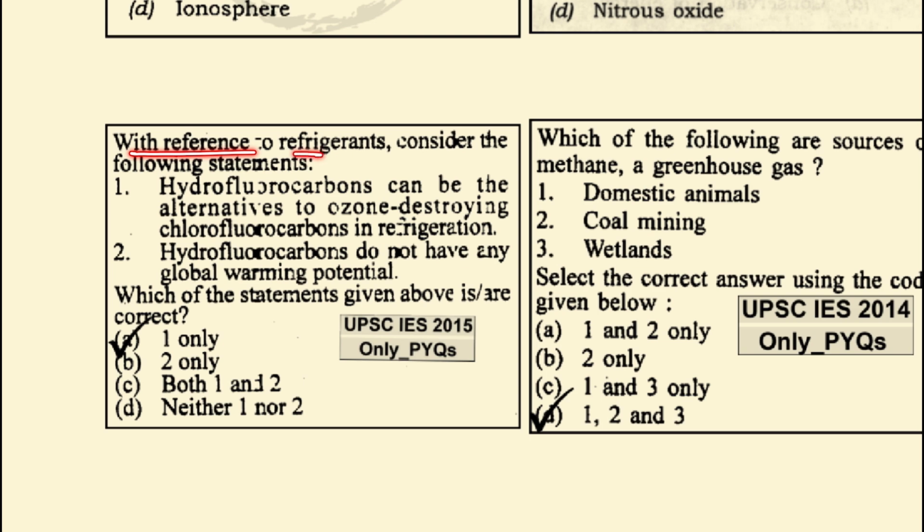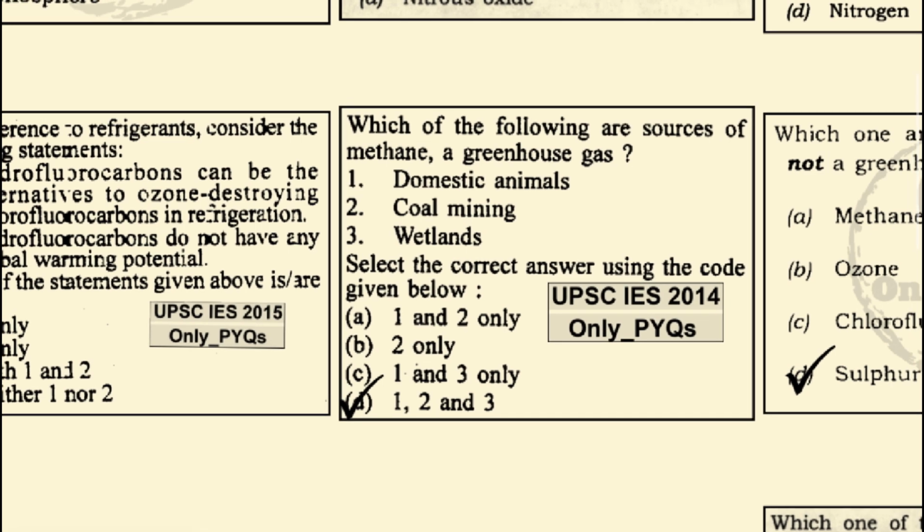With reference to refrigerants, consider the following statement. Hydrofluorocarbons can be the alternatives to the ozone destroying chlorofluorocarbons in refrigeration. Yes, this is a correct statement. Hydrofluorocarbons do not have any global warming potential. This is wrong because they do have a global warming potential. So only one becomes correct.